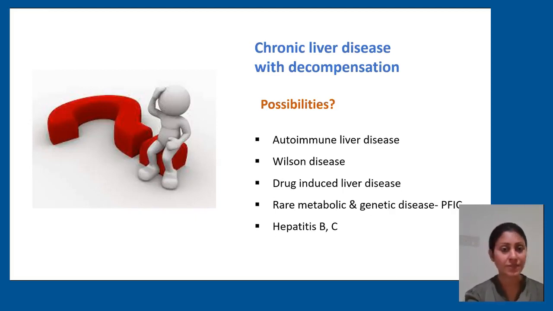Let's look at the investigations. He had some degree of transaminitis, and he had impairment of his clotting. And you can see the bilirubin values. You can see the albumin being very low, 19. And he did have significant anemia.